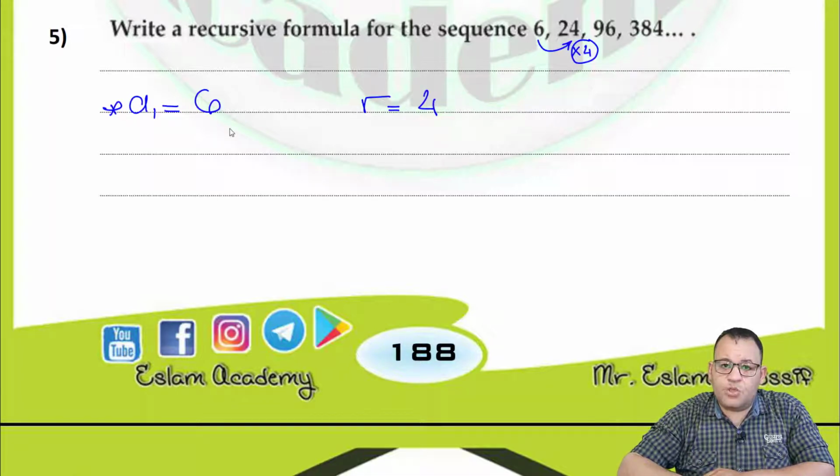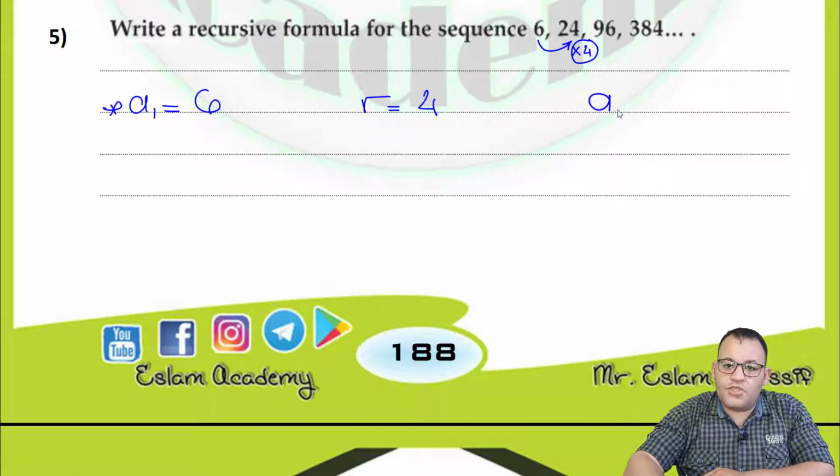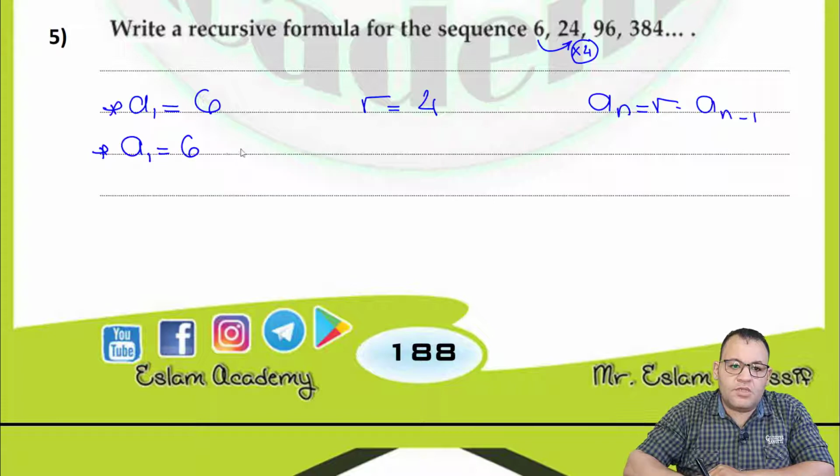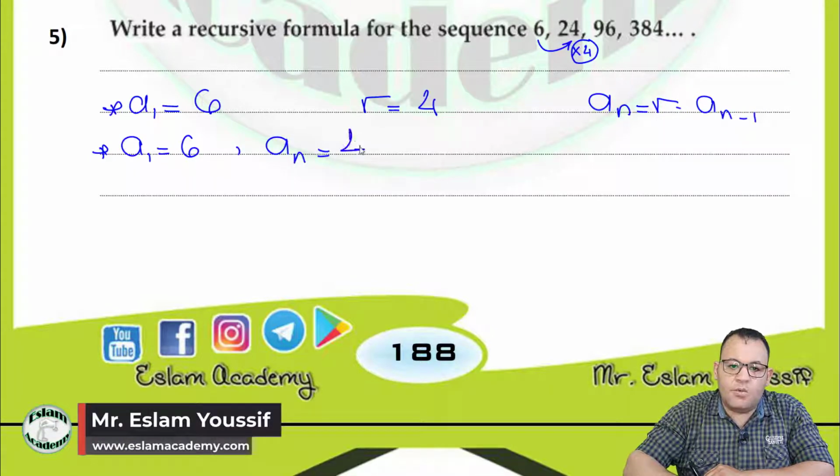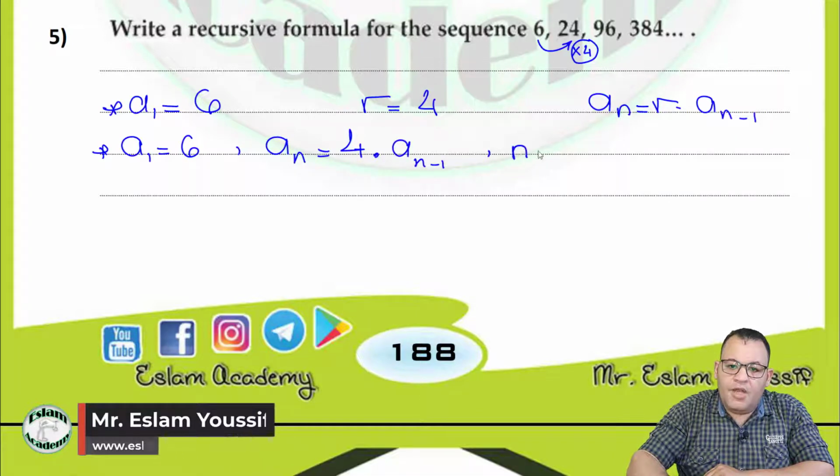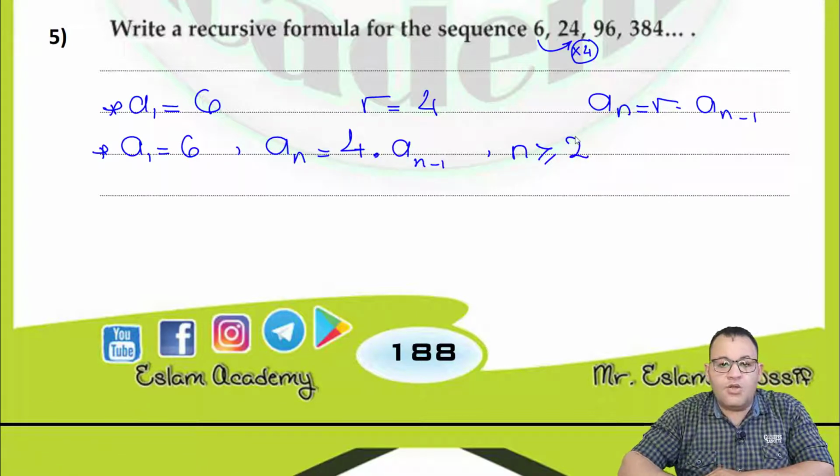Now we need to write the recursive formula. As we said, it is a geometric sequence, so the formula is an equals r times a(n-1). To write it, I first say a1 is equal to 6, where an is equal, by using substitution, r is equal to 4 multiplied by a(n-1), where n is greater than or equal to 2. It means all of the values that you use instead of n must be integers, and all of them must be 2 or more.